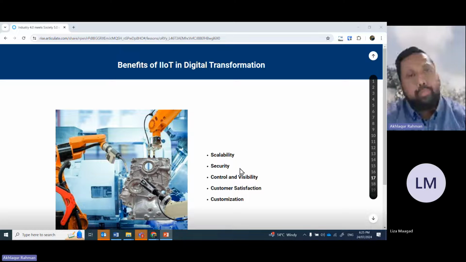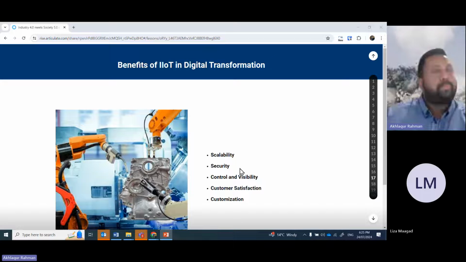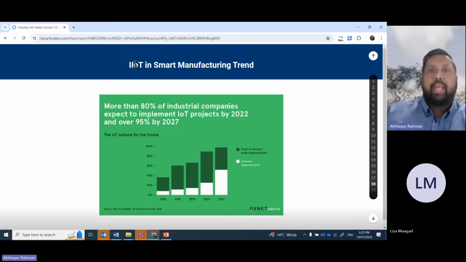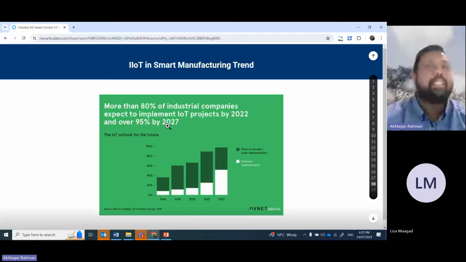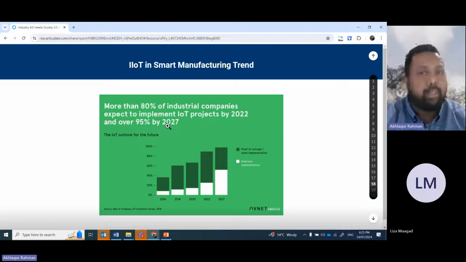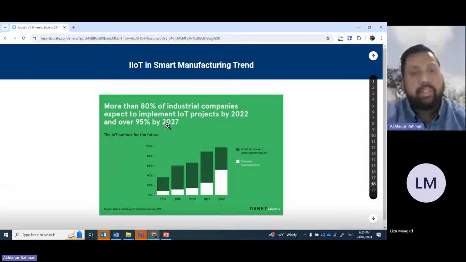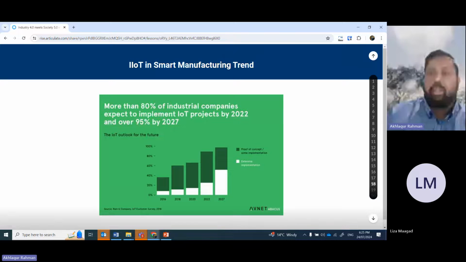As we are already moving to more digitalization, as every one of you mentioned, these are the benefits that we are getting and the different aspects of industry. Just some basic information. This is not really very surprising, but as you can see, more than 80% of industrial companies were expected to implement IoT projects by 2022 and over 95% by 2027. And to be honest, it's only going to be increasing.